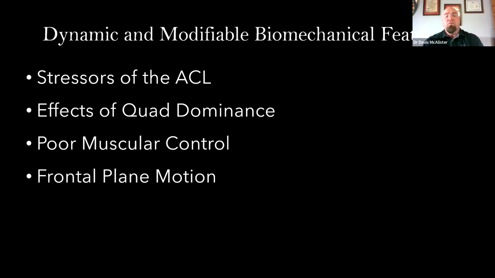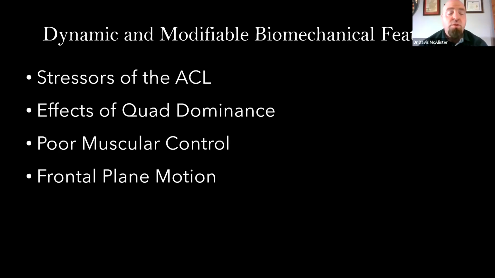And then we have the effects of quad dominance. I have a whole seminar that I do just on the squat, and we talk about quad dominance and the effects that it has on the pelvis and the low back and hamstrings and all those things. But just from this standpoint, when the quads are extremely tight, it's going to take that lower leg and pull it forward whenever that knee goes into a locked out position, and it's going to put it into a hyperextended position just because of the quad dominance. And that's going to increase the risk of tearing an ACL. It's going to put more stress and strain on that ACL inside the knee.